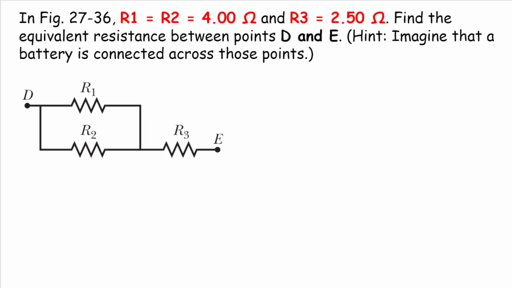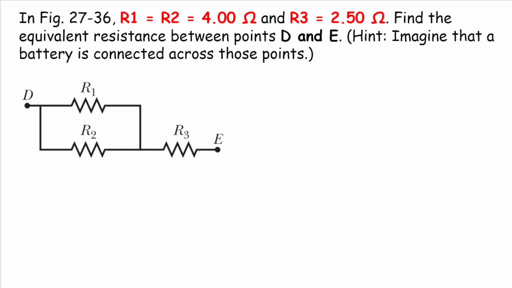Let's read the problem first. In figure 27.36, R1 and R2 are equal to 4 ohm and R3 is 2.5 ohm. Find the equivalent resistance between points D and E. And here, imagine that a battery is connected across those points.